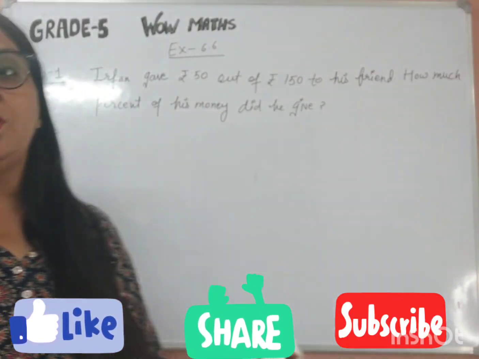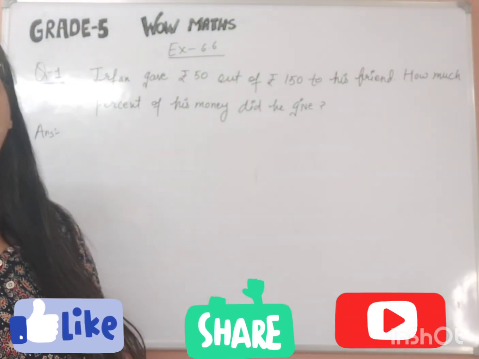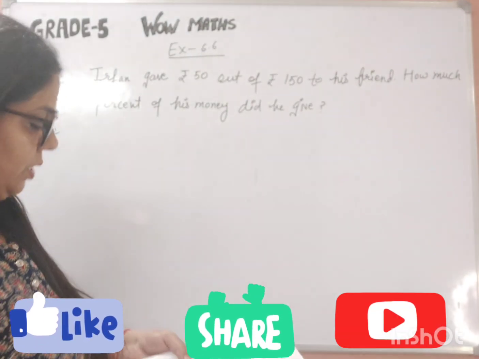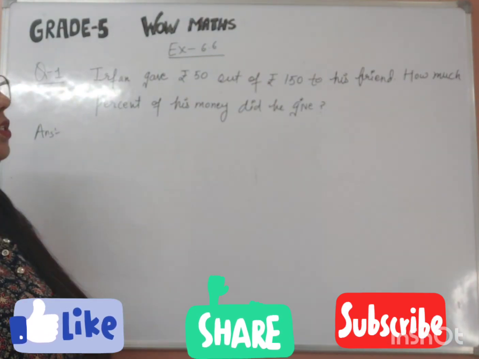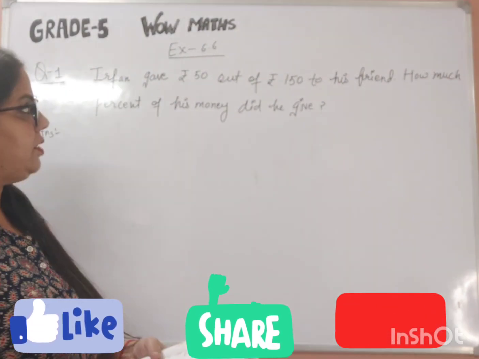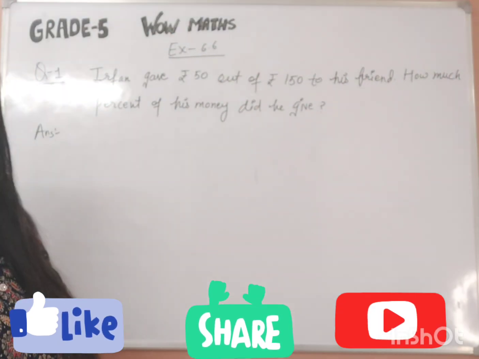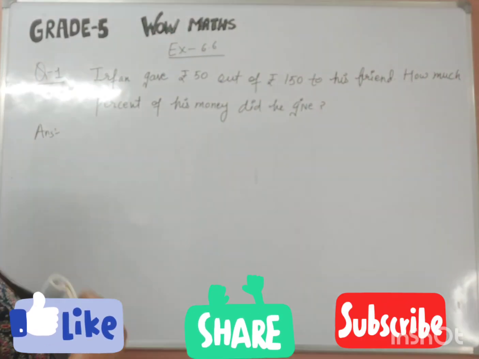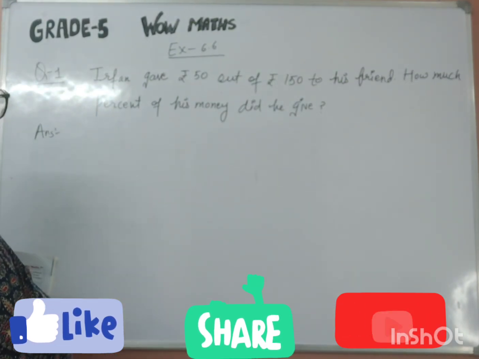Today we are going to start exercise 6.6 from grade 5 from the Wow Maths book only. So question number 1 is: Irfan gave rupees 50 out of rupees 150 to his friend. How much percentage of his money did he give? You need to calculate the percentage of the money Irfan has given to his friend.